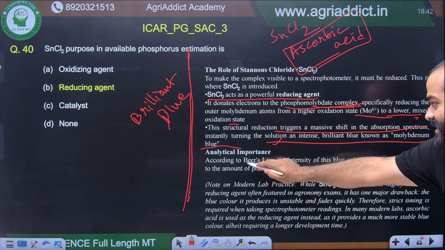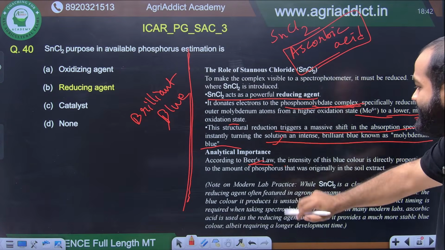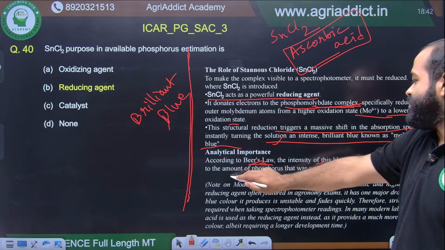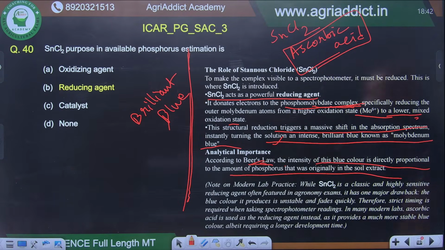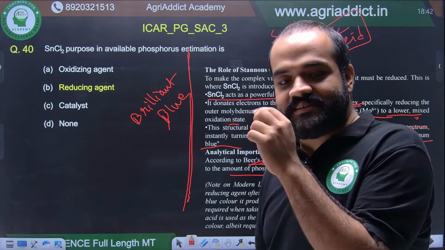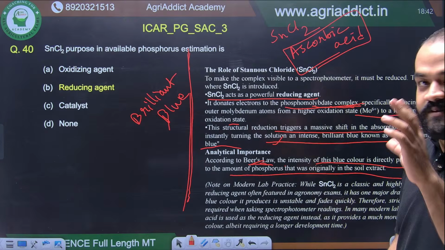So according to Beer's law, which I made you understand some slides back in detail, the intensity of this blue color is directly proportional to the amount of phosphorus that was originally in the soil extract. So this intensity of blue color will tell you how much phosphorus was present in the sample.